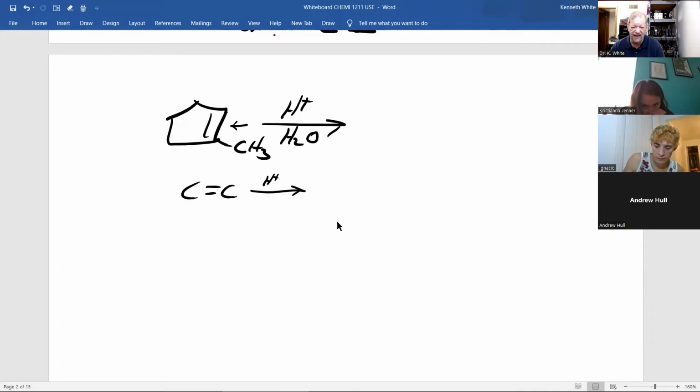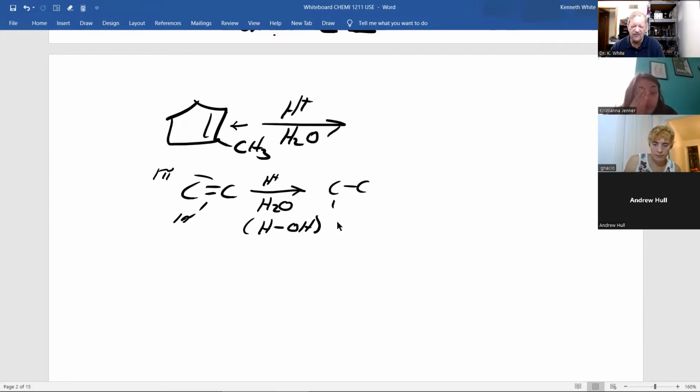So I have acid, catalyst, H plus, and water. Think of water as HOH. You break the pi bond and sigma bond, single bond, you don't. One carbon gets the H from water, the other gets the hydroxyl group OH. How do you know which? It follows Markovnikov's rule. The carbon of the double bond that has the most hydrogens gets the hydrogen, the other gets the hydroxyl. Oh no, we got a ring. We got to figure out hydrogens.